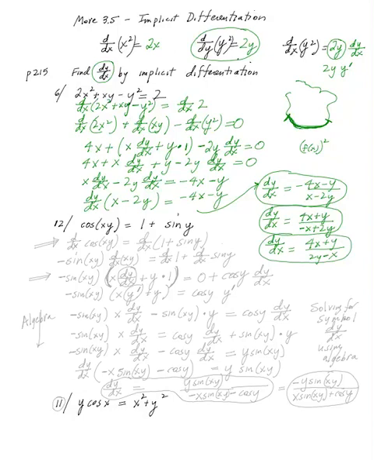If I had a point, a value of x, a value of y, I could plug them in here for x and y and get the slope of the tangent line at that point.